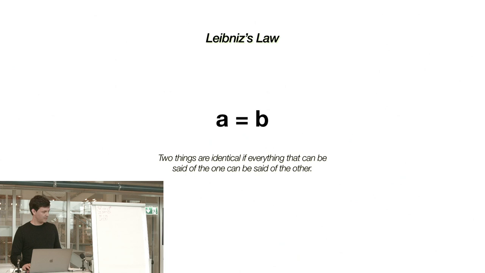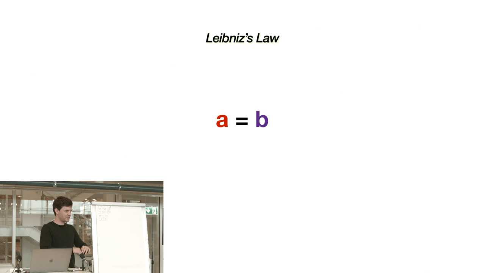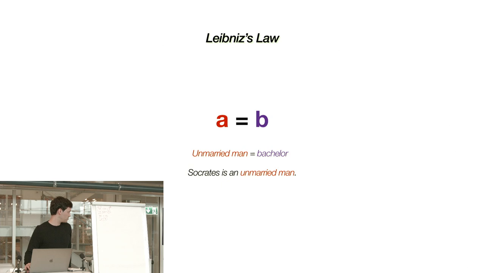So if all A's are B's, this means that all B's are also A's. So there's a relation from left to right and right to left. For example, all bachelors are unmarried men, and all unmarried men are bachelors. And now, because of this equality, because of these scales, whenever you see A, you can just replace it with B. Treat them the same. Yeah? And this allows us to produce some truthful sentences. For example, if unmarried man equals bachelor, if they are really the same, then you can say Socrates is an unmarried man, or Socrates is a bachelor. And you can make an infinite number of true sentences with this form.